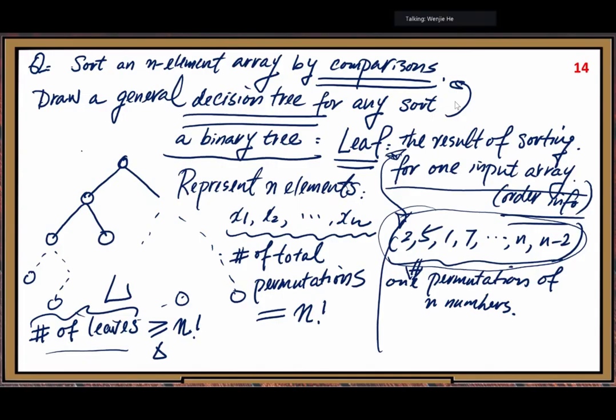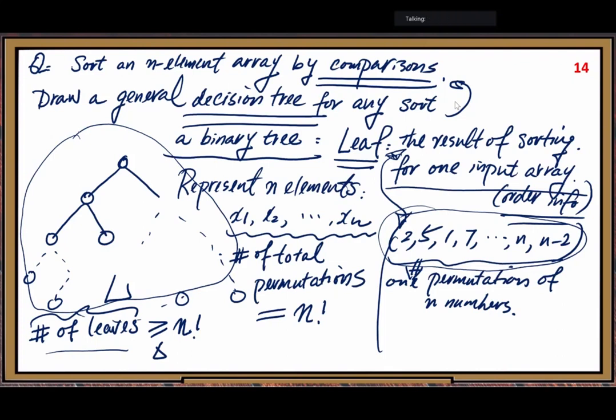Remember, when we apply decision trees to an arbitrary sort on an n element array, some algorithms could be very bad. So we also cover those bad algorithms. A bad algorithm means you do a lot of redundant comparisons. Okay?